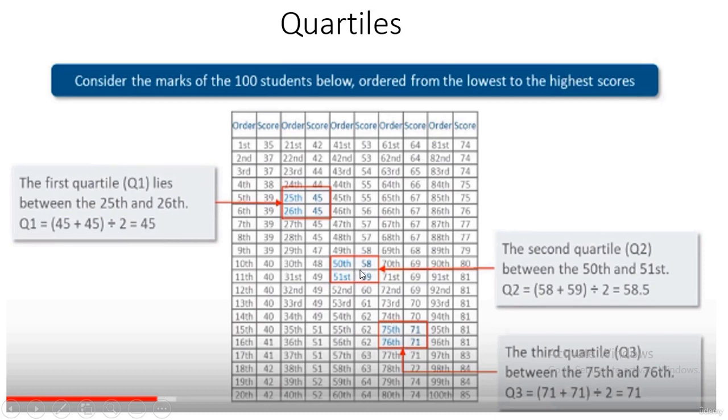Quartile 2 is between the 50th and 51st. So we take the scores of the 50th and 51st, which are 58 and 59, divided by 2 is 58.5. Similarly, quartile 3 we get between the 75th and the 76th, which is 71 plus 71 divided by 2, equal to 71. So this is the way we calculate quartile 1, quartile 2 and quartile 3.